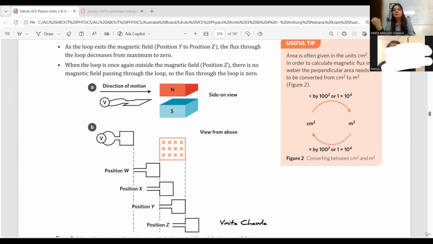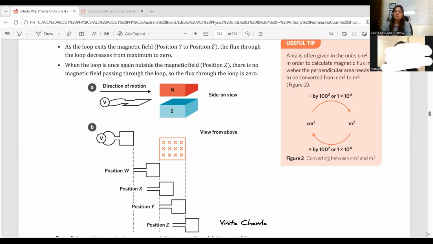So if I ask you to draw magnetic flux versus different positions graph, how will you draw it? Because we are assuming that this coil is moving with uniform velocity, with constant velocity in the magnetic field, flux will increase steadily. Equal amount of flux will increase in equal intervals of time because the speed with which the coil is moving is constant. So flux will also increase the same way, right?